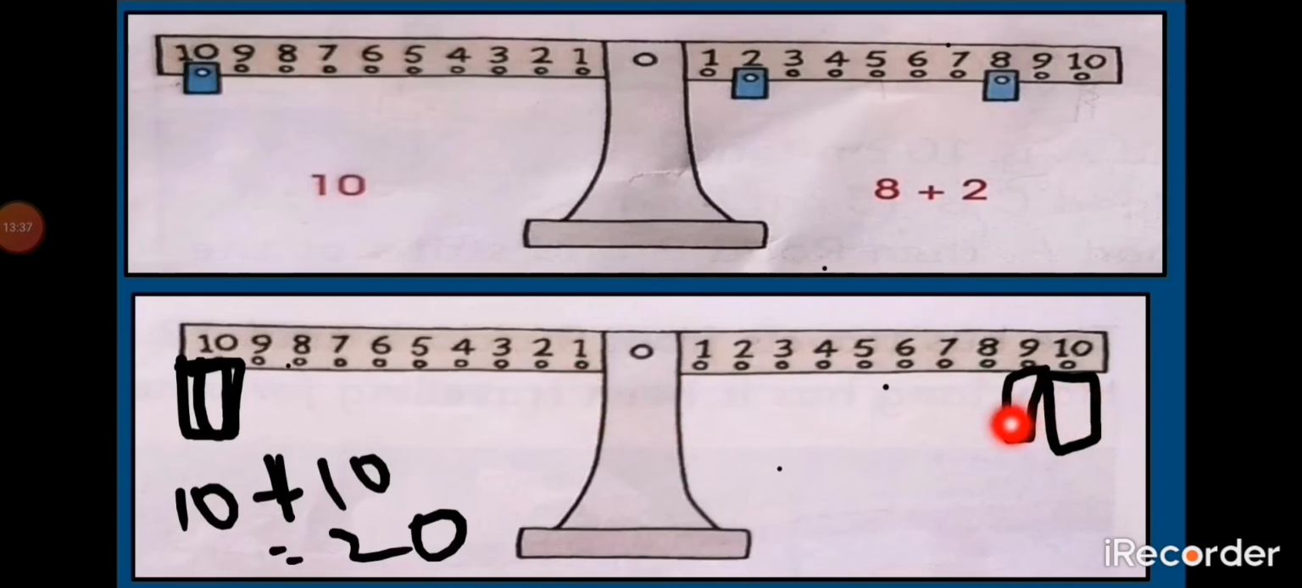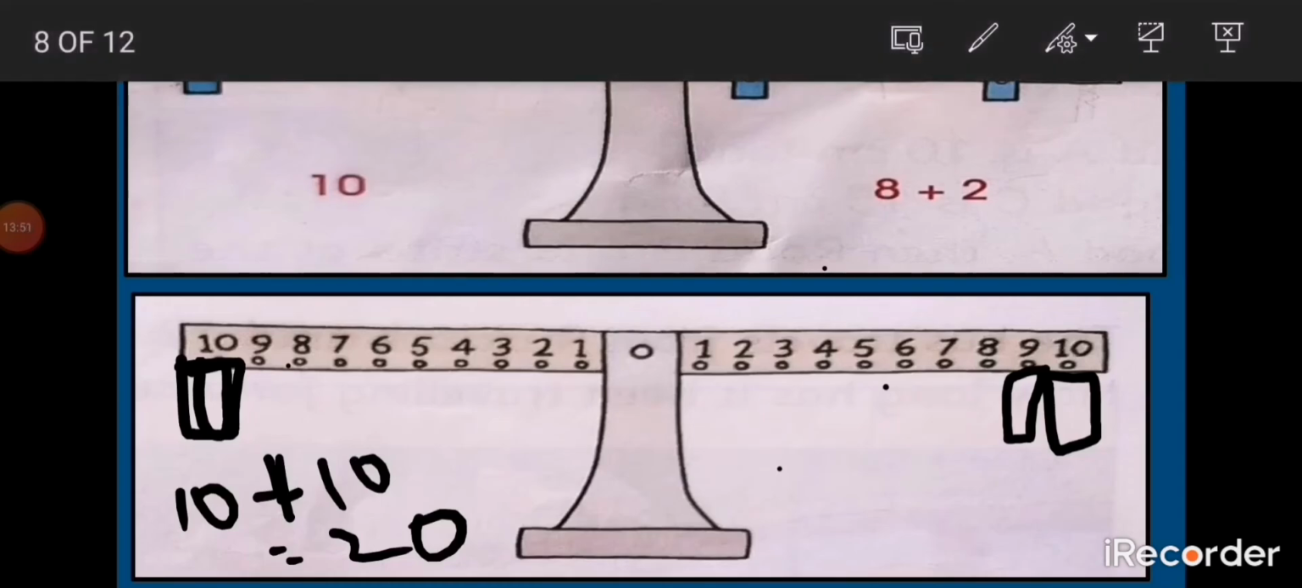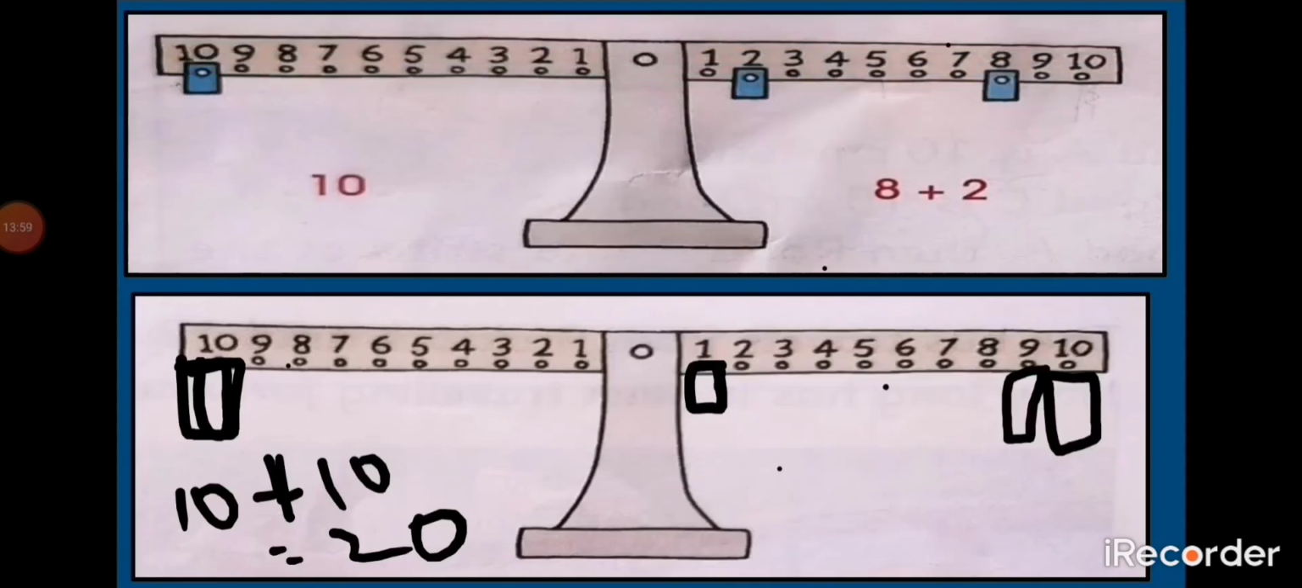Yes, the total of them is 19. And now in 19, how many do we have to add to make it 20? How many numbers will be added to 19 to make it 20? Yes, 19 and 1. So these are the three numbers where we hang the weights to balance 20 on the other side.